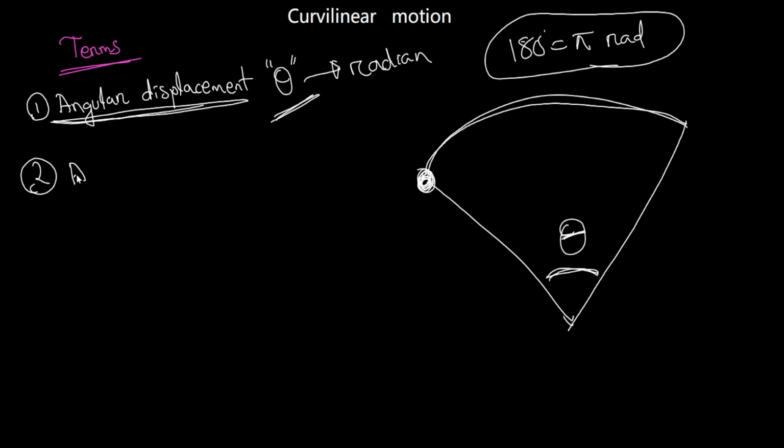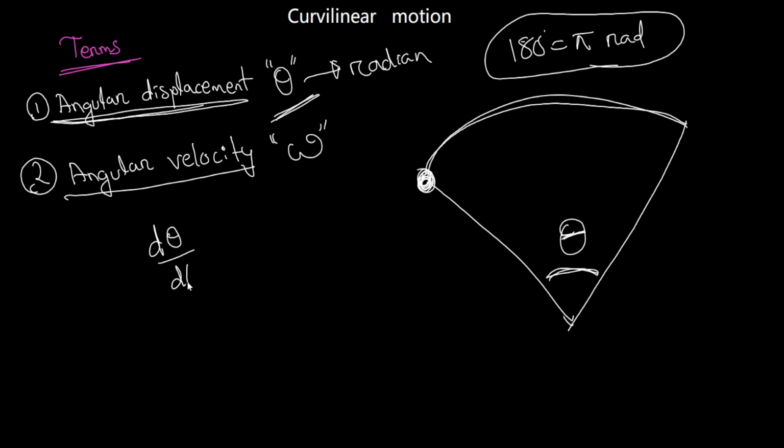The second term is called angular velocity. This is represented as omega. What is it saying? The rate of change of angular displacement, d theta by dt. These are vectors, I'm just removing the vector, that means I'm talking about a particular direction. The omega is nothing but the rate of change of angular displacement. The unit is radian per second. What does it mean?